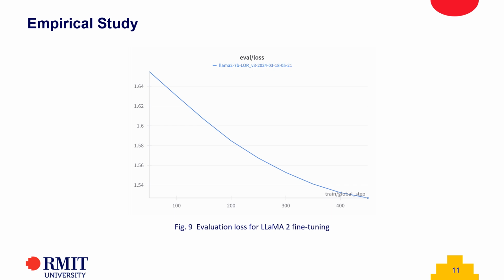Fine-tuning the large language model required substantial computational effort and time, which is why training was stopped at 450 steps. However, additional training could further decrease the evaluation loss, implying that the model has not yet reached its full potential in terms of accuracy.